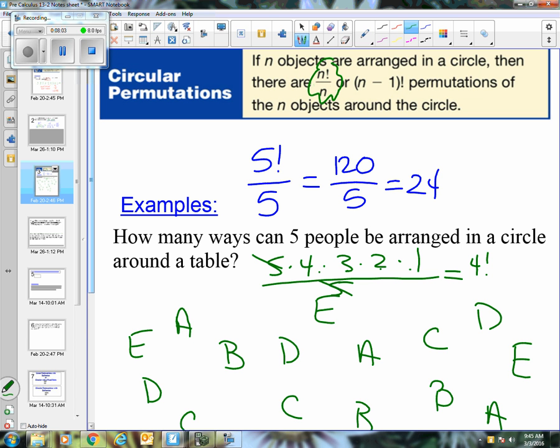That would be 4 factorial, or n minus 1 factorial. So some people have a preference there. They think, I like to just divide by the number of people because that's how many rotations there would be, or I just take one less for the number of people for factorial. So it's whichever way is more comfortable for you, but in a circle, things behave differently than in a line because we have that repetition idea.